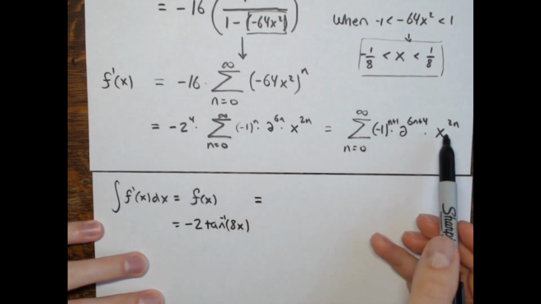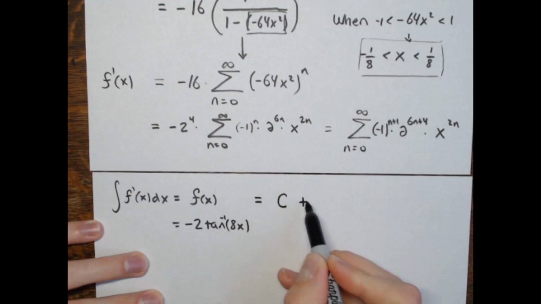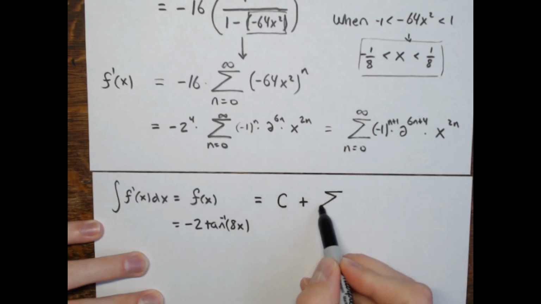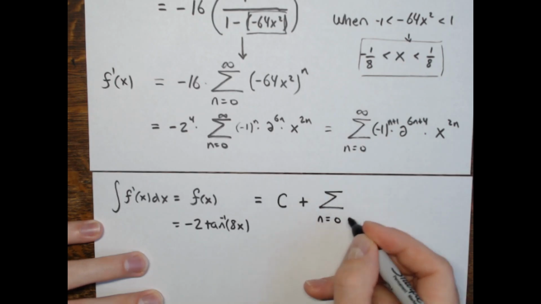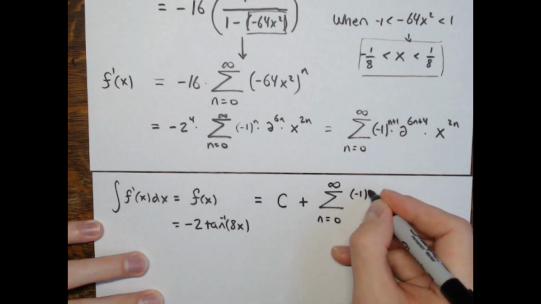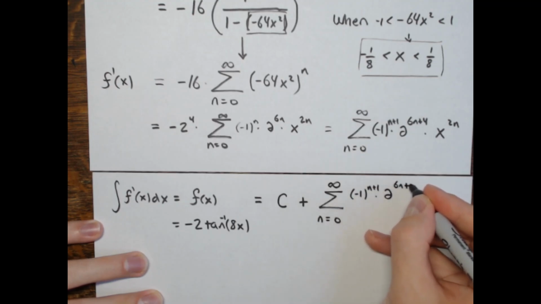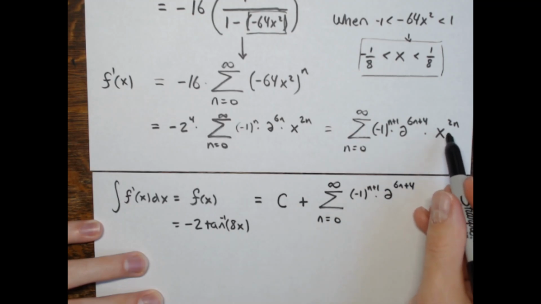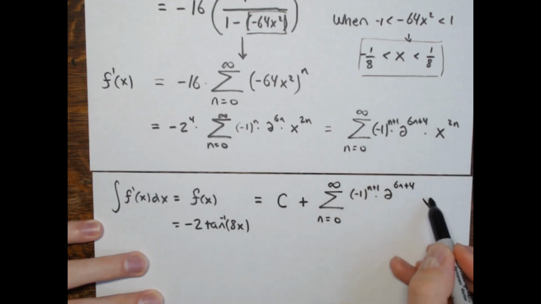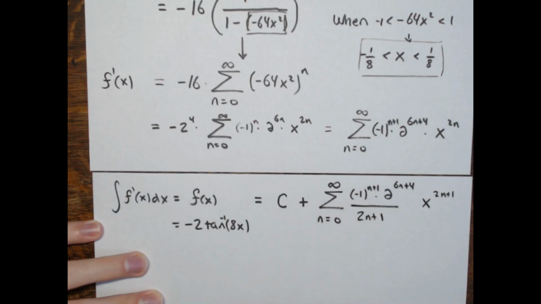Remember, when we integrate a series, we're going to have some constant of integration that I need to find, plus the sum from n equals 0 to infinity, and I keep the constants the way they are: negative 1 to the n plus 1 times 2 to the 6n plus 4. Then we're integrating these powers of x, so we'd have x to the 2n plus 1 power divided by 2n plus 1, and that would go with the coefficients.